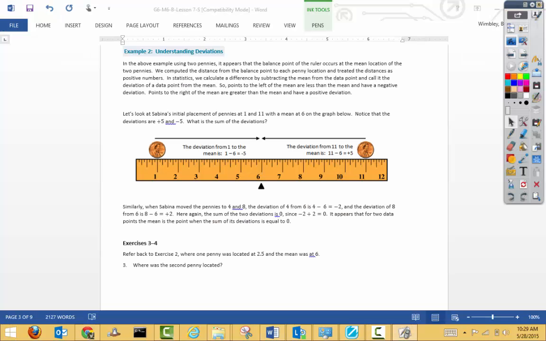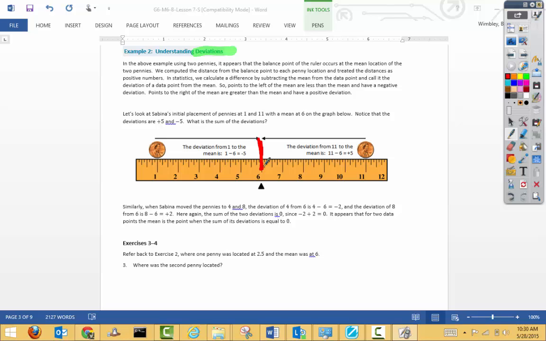We're going to walk through part of your worksheet now. So we're going to look at this, and we're going to learn about that keyword deviations now. Alright, so let's look at Sabina's initial placement of pennies at 1 and at 11 with a mean of 6. Notice how the deviations are 5 and negative 5. Well, how am I getting these deviations? Well, what I'm doing is I'm looking at my mean, my middle part, and I'm saying, how do I get from 1 to 6? How do I get from 11 to 6?